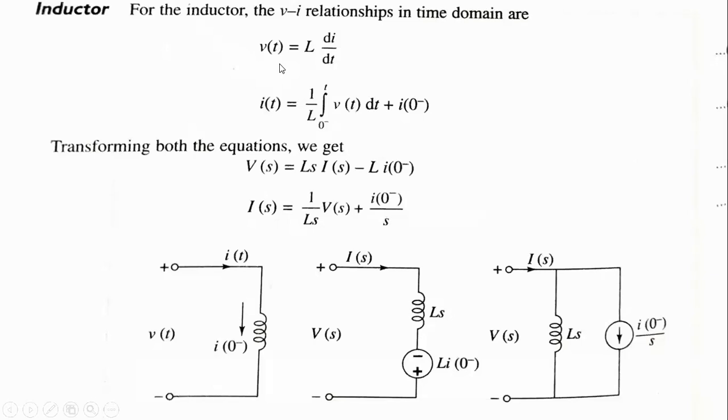If you are writing for the L, what is the effect on your v of t whenever the current is flowing? That is L into di by dt. If you are writing for the voltages, what will be the effect? So you can observe easily, and we should keep all these things in our mind: what will be the effect on the voltage and the current if the pure R is there, if the pure L is there, and if the pure C is there.